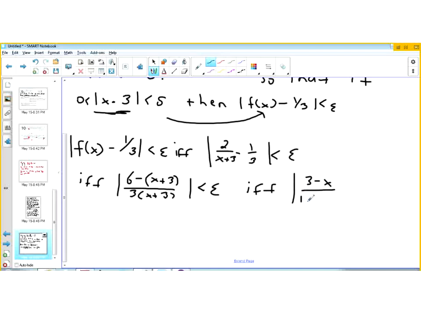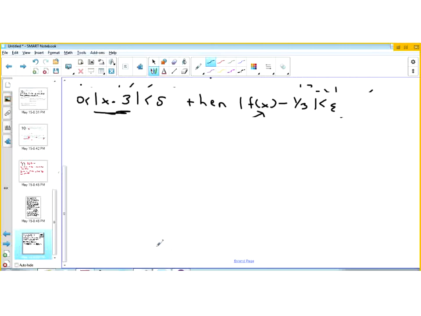Okay, and I'll simplify that. That would be if and only if the absolute value of 3 minus x over the absolute value, oops, I'm sorry, I got my absolute values crossed. Try it again. I'll distribute the absolute values. The absolute value of a quotient is the quotient of the absolute values of the factors. Okay, so we have this.